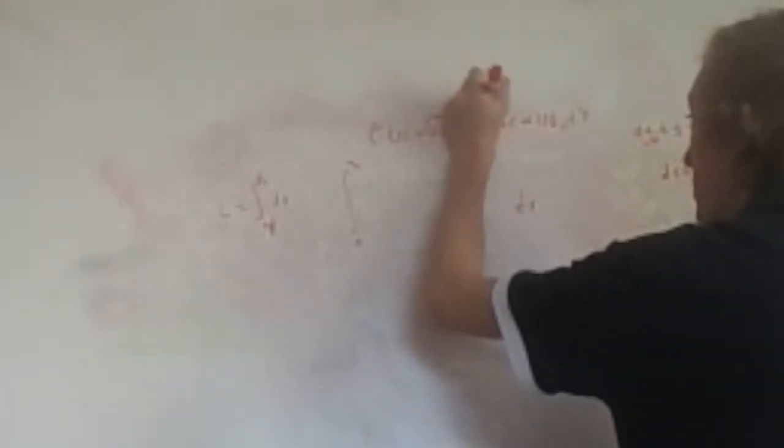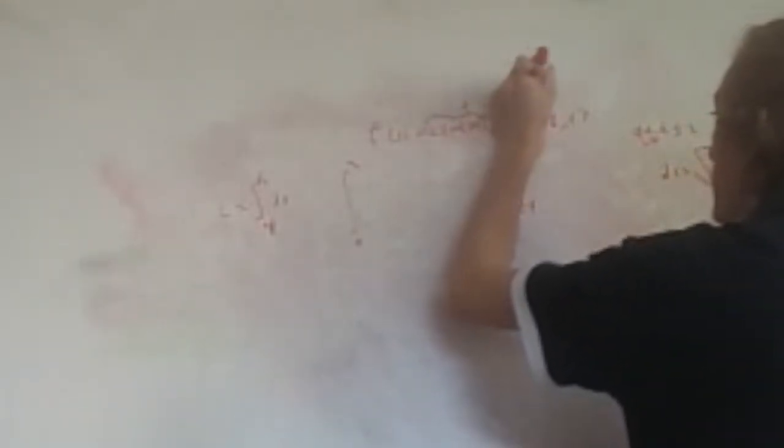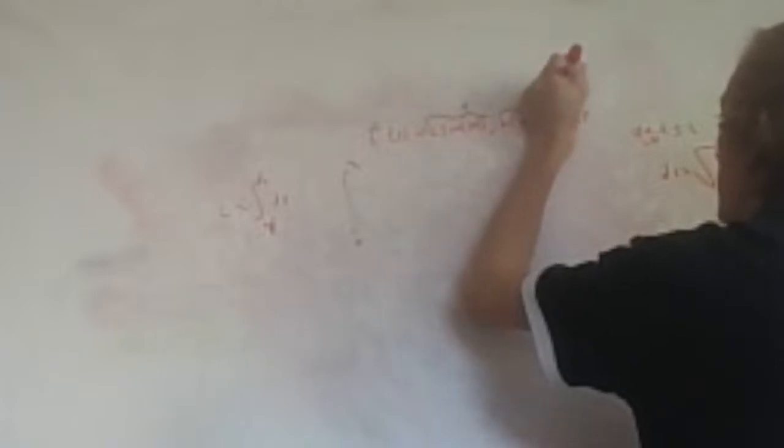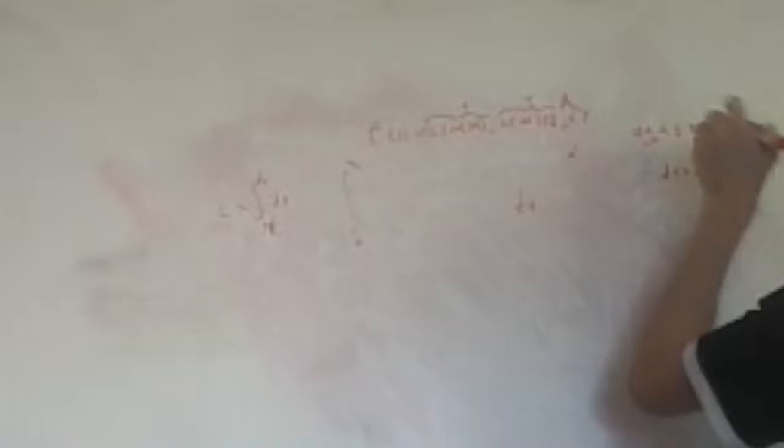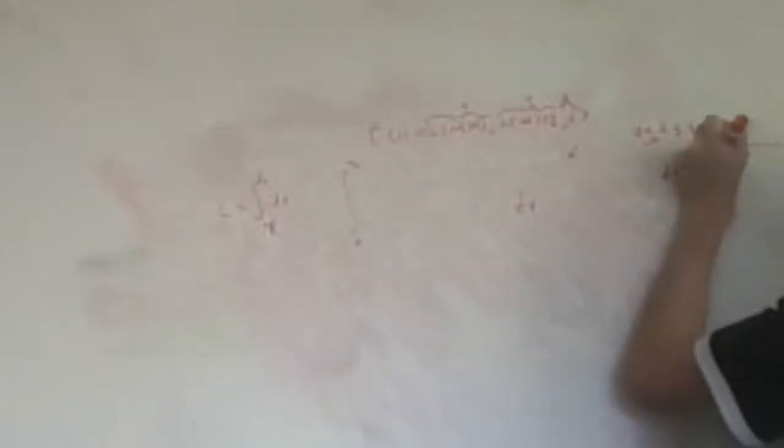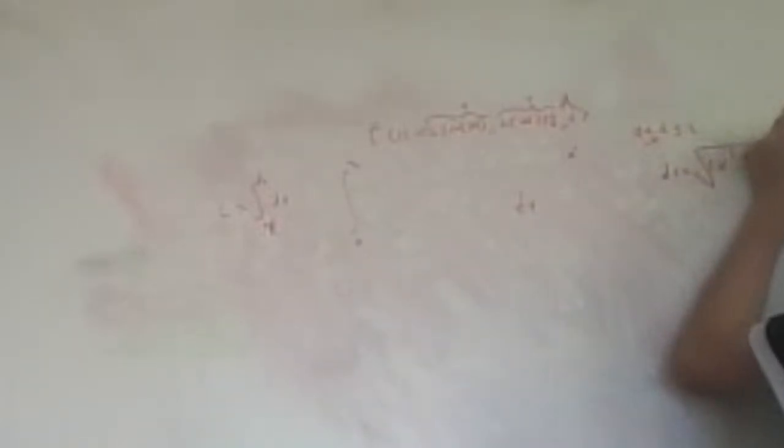You have to do the prime, don't you? So you have to take, let this be x, this be y, this be z. So like x prime. So the ds is actually going to end up being the square root of x prime squared plus y prime squared plus z prime squared dt.